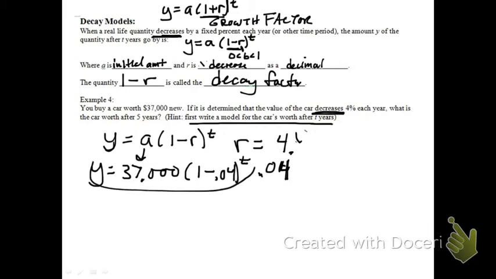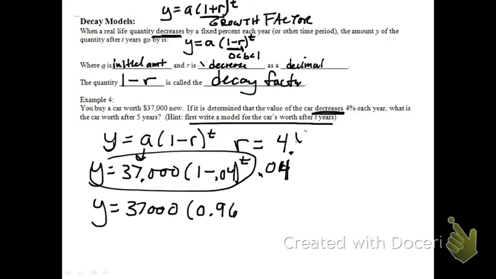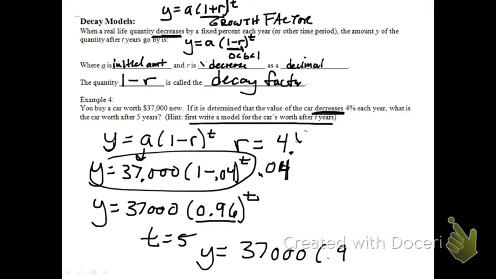This is our formula. And actually, let's write it one more step so it doesn't look quite as ugly. 1 minus 0.04 is the same as 0.96. Now there you go. That base, 0.96, is between 0 and 1, and that's going to guarantee that this is decaying over time. We're getting smaller over time. To answer the question, our t value is after 5 years. How much is the car worth, right? So we're just going to substitute in 5 and get 37,000 times 0.96 raised to the 5th power.